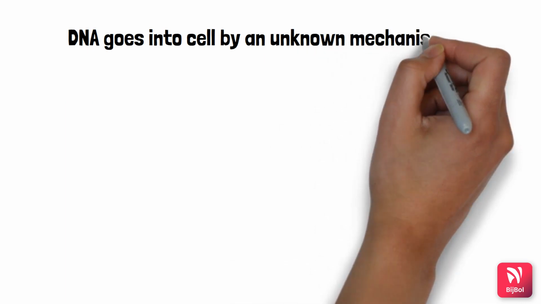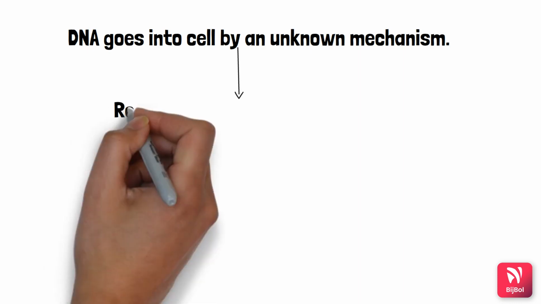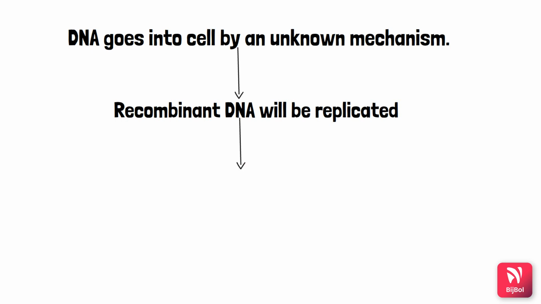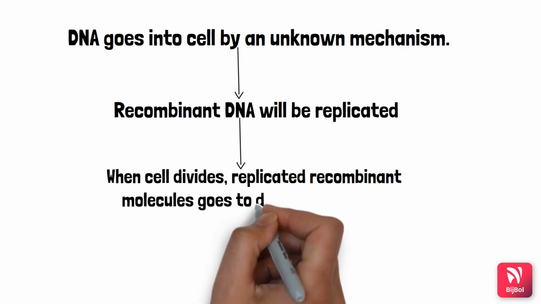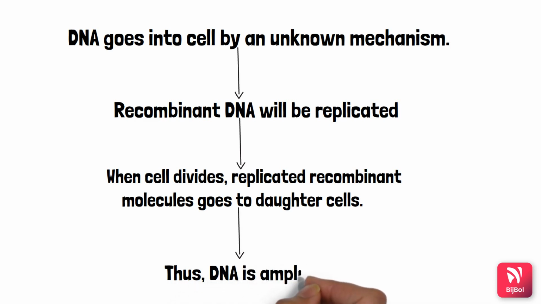Then the recombinant DNA enters the bacterial cell by an unknown mechanism. So finally the recombinant DNA has entered the bacterial cell. Then the recombinant DNA will be replicated in the bacterial cell. Whenever the bacterial cell divides, the replicated recombinant DNA molecule also goes to the daughter cells. So each and every daughter cell has the recombinant DNA. That means the recombinant DNA is multiplied. Thus DNA is amplified, that means multiplied.